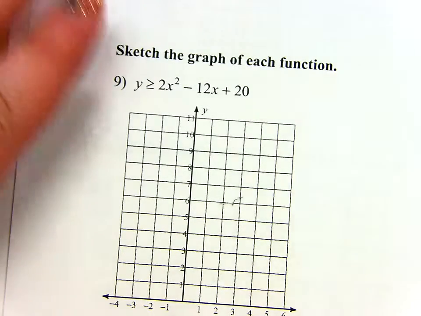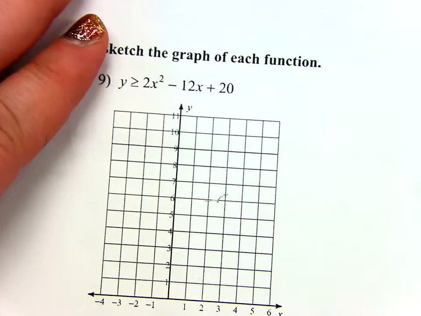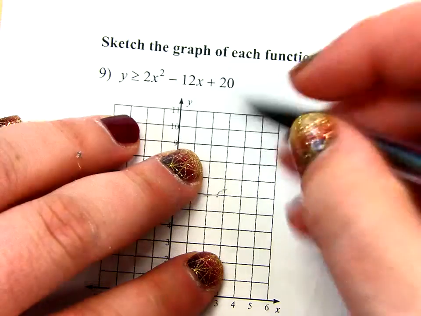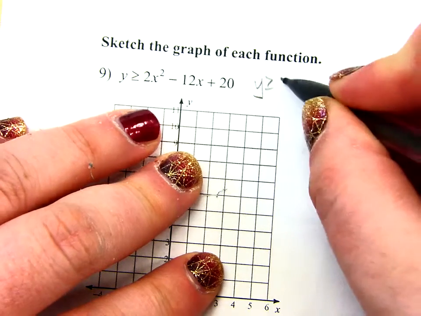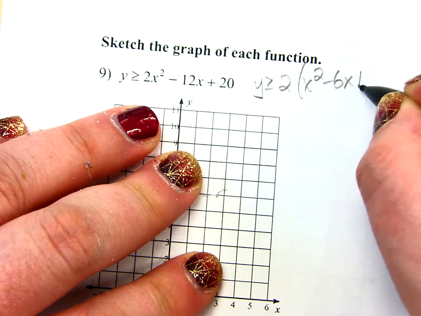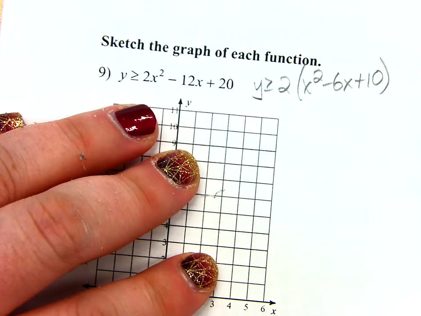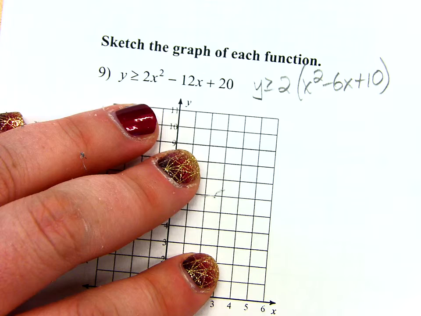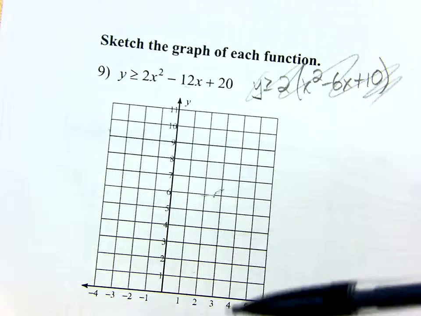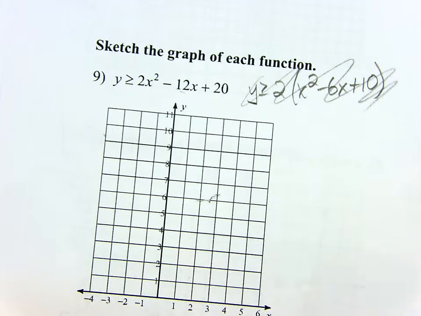So let's just say I was looking at 9. 9 right now is in standard form. But I might try and see if I can turn it into intercept form. If it's easy enough, I don't know, I think it's easier. So I might first factor out a 2. X squared minus 6x plus 10. Are there factors of 10 that add to be negative 6? I don't think so. Nope. So I can't turn that one into intercept form, so maybe I just graph it like normal. Negative b over 2a and go from there.